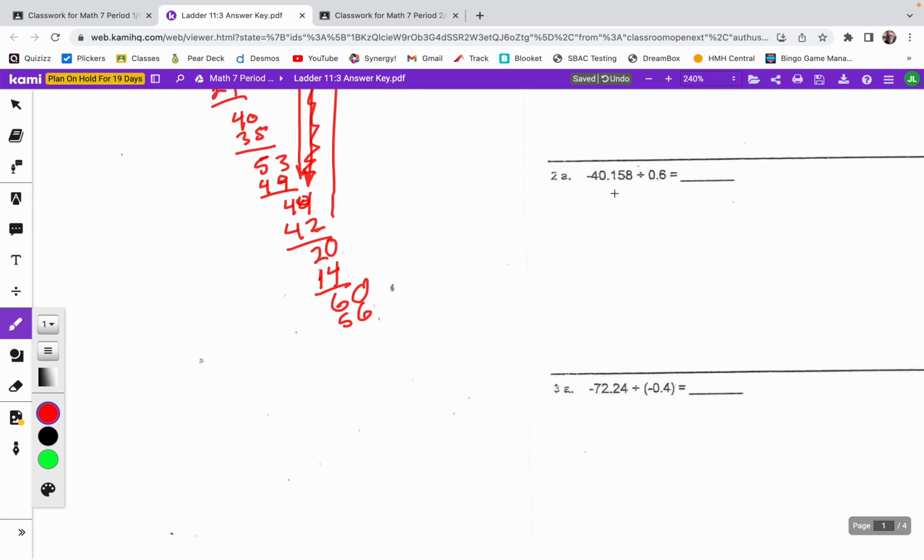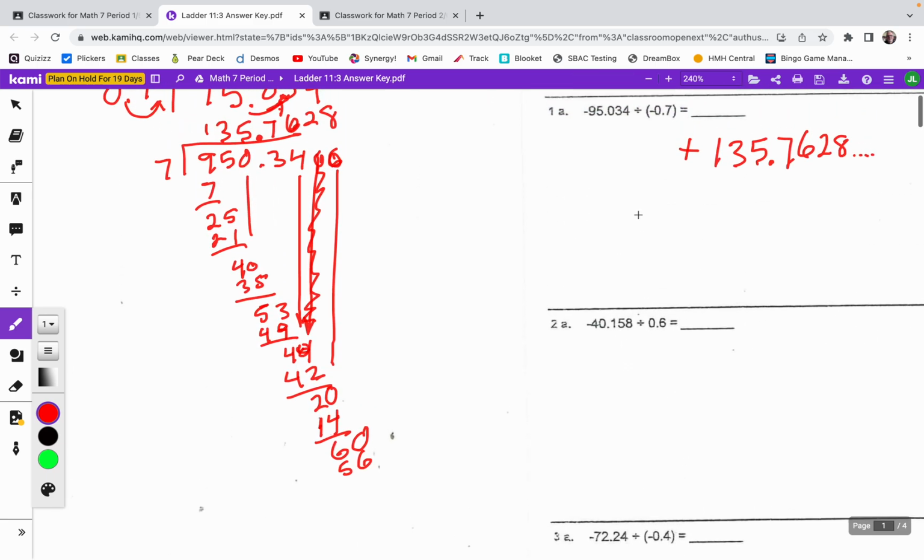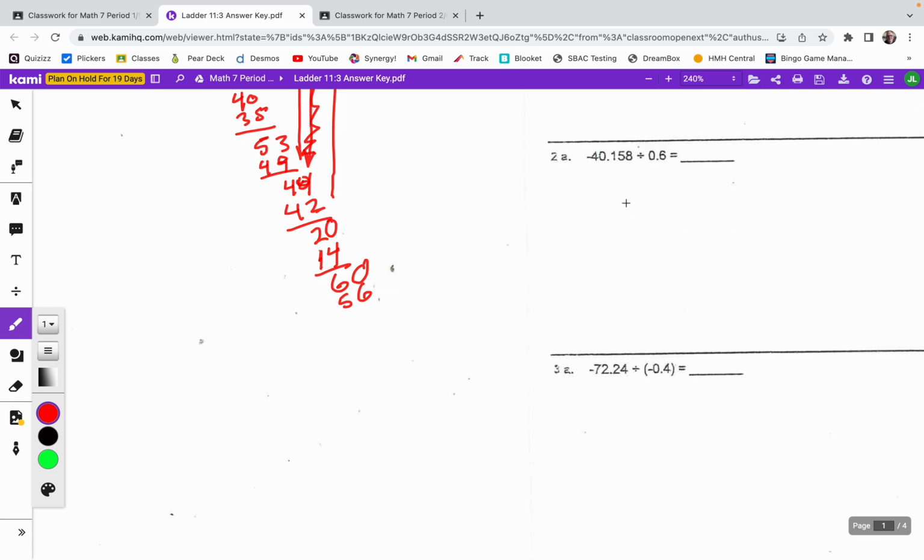All right, the answer there was positive. The answer here is going to be negative, so we're going to do 40 and 158 thousandths divided by 0.6. And so we're going to move the decimal point over, and really this is going to be 6 into 401.58.